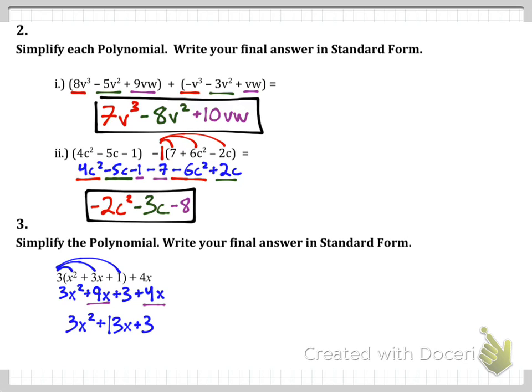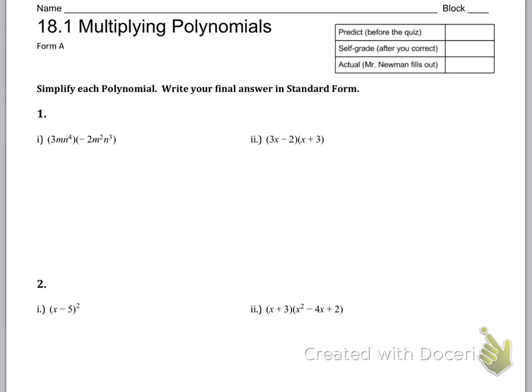The next part of the video, we're going to do quiz 18 here. And what I'll do on the quiz, make sure you get this side correct before you move on to the next one.